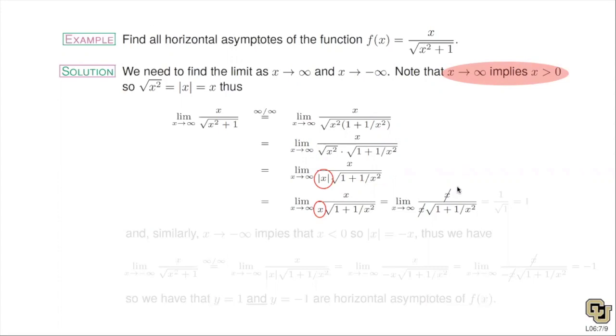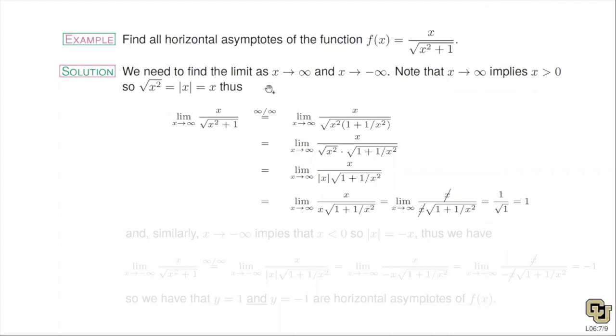In the numerator here, I have a 1. In the denominator, I have the positive square root of 1 plus this term here. The numerator's fixed, the denominator's blowing up to infinity, so this term goes to 0. So I have 1 over the positive square root of 1 plus 0. The answer is just 1 here. So y equal to 1 is a horizontal asymptote.